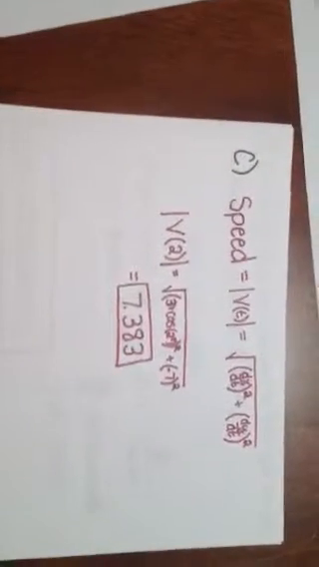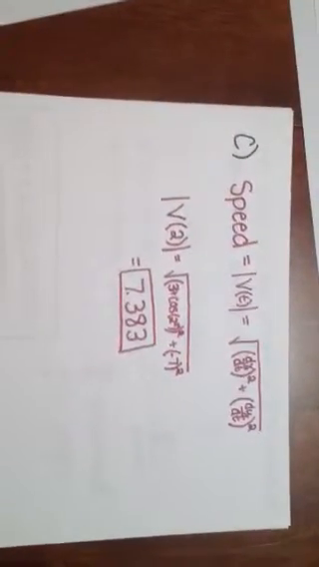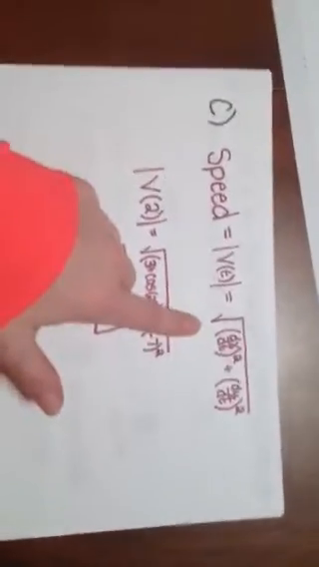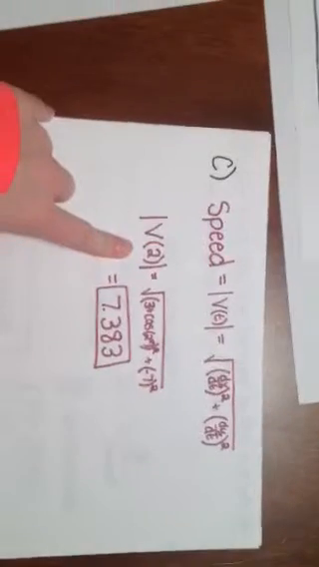For part C, we were asked to find the speed of the object at time t equals 2. Speed is just the magnitude of velocity, so we take the square root of dx/dt squared plus dy/dt squared. When we plug in 2 for t, we get 7.383. The 3 plus cosine 2 squared is dx/dt, and the negative 7 is dy/dt, which was given earlier in the problem.